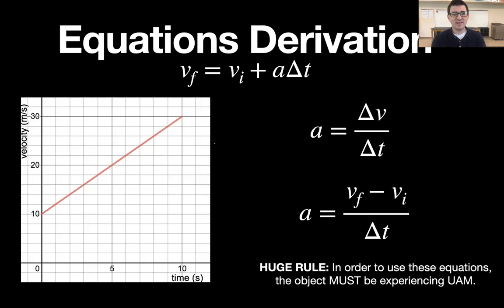And don't forget that if this VT graph is not linear, then this equation falls apart. If it's a curvy VT graph, or if it has two different slopes, this equation doesn't work anymore because it is not meeting the criteria for uniformly accelerated motion.